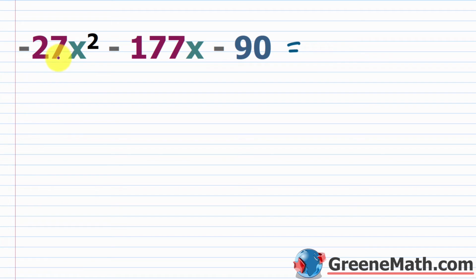So what I'm going to do here, this guy, 27, I know is divisible by 3, and I know 90 is. If you look at 177, that's not a number we work with often, but remember your divisibility rules.